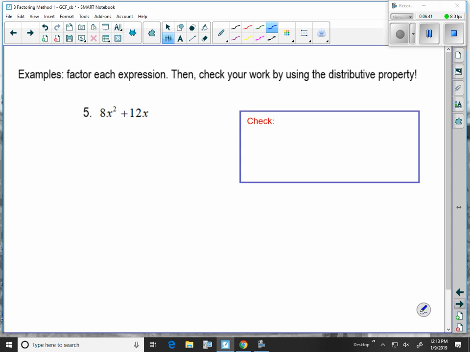All right, example, here we go. So, biggest number that goes in 8 and 12? 4. Okay, and how many x's am I pulling out? 1. Okay, so 8 divided by 4 is? How many x's do I have with the 2 now? 1. 12 divided by 4? No x's left on the 3.